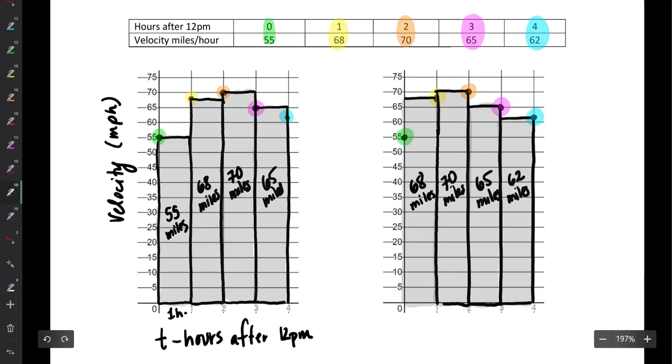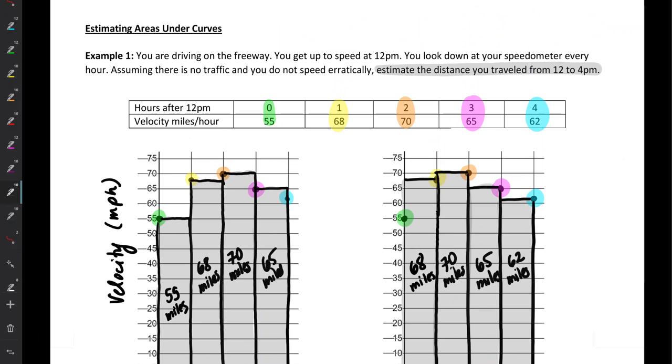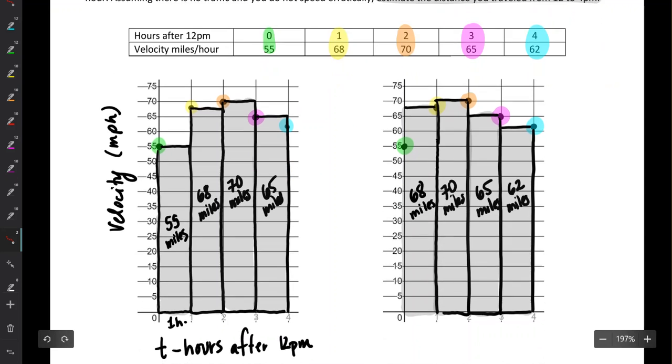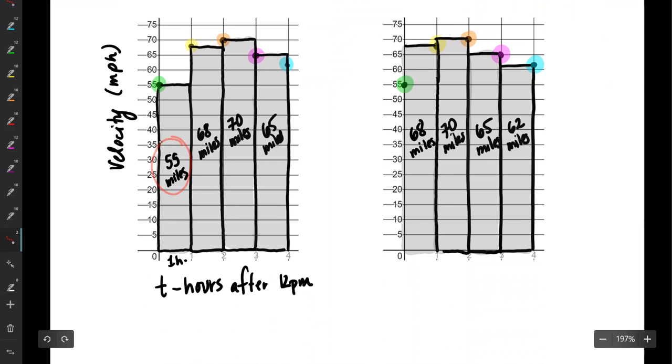So now, we've got two different estimations going on here. To estimate the distance that we have traveled from noon to 4, one estimation would be our 55 miles plus 68 miles plus 70 miles plus 65 miles. That's one estimation. And the other estimation would be 68 miles plus 70 plus 65 plus 62 miles.